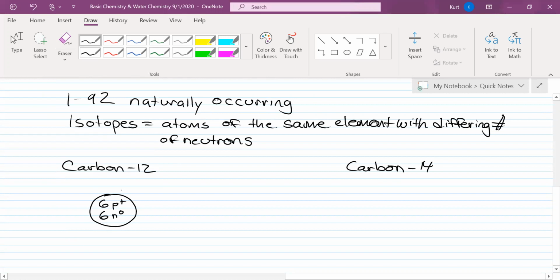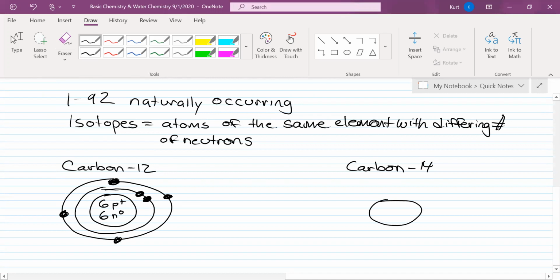Now, because carbon has 6 protons, it has 6 electrons. So here's the first energy level. And on the first energy level, you're only allowed to have a maximum of 2 electrons. Now, carbon has a total of 6. So 2 will go on the first level, and then the other 4 will go on the second level. So this is what carbon-12 looks like.